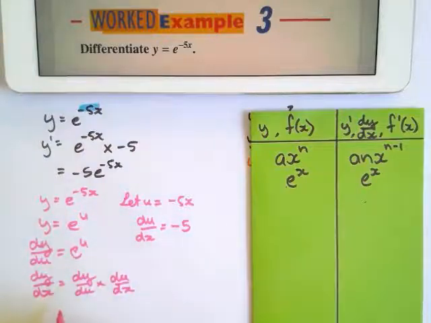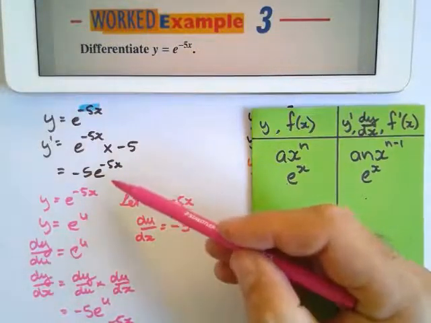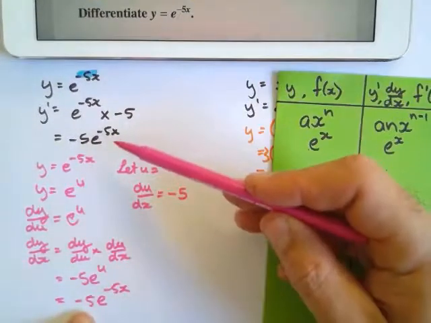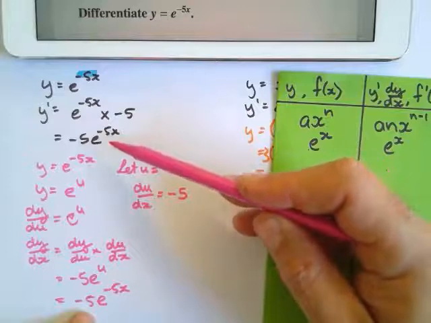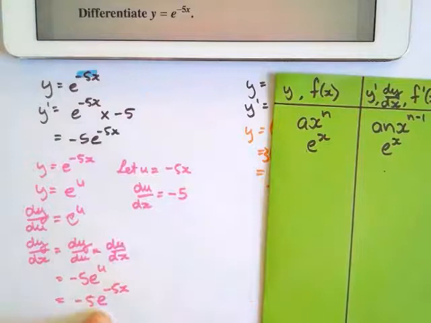And what is that? That is minus 5 multiplied by e to the power u. I need to have it in terms of x, not u. And what is u? u is negative 5x, so it's minus 5 e to the power minus 5x. And you can see I have exactly the same answer: negative 5 e to the power negative 5x.